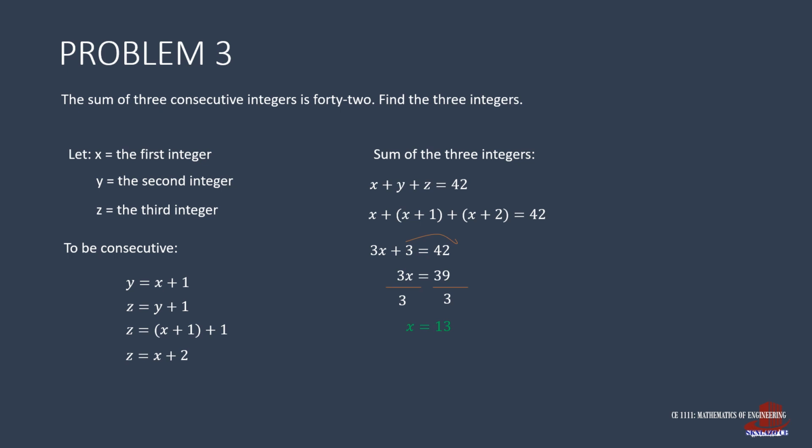Having identified x, we can then look for y and z through substitution. Y is identified earlier as x plus 1, so y is 13 plus 1 to have y as 14. Then z is x plus 2, where x is solved as 13, making z as 13 plus 2, giving z as 15.